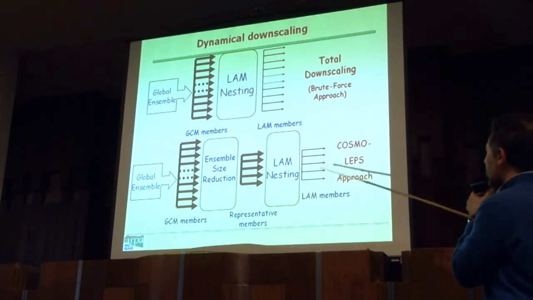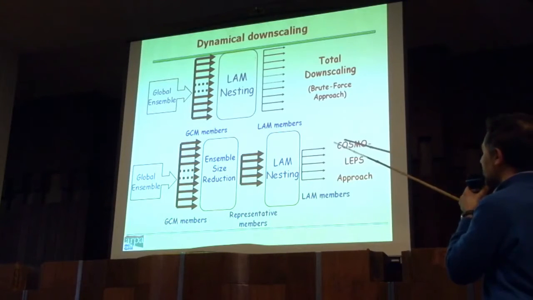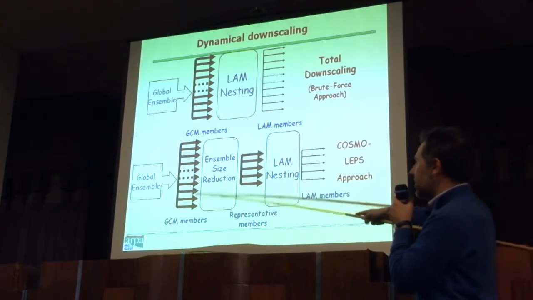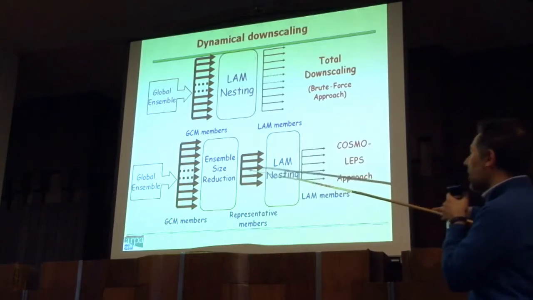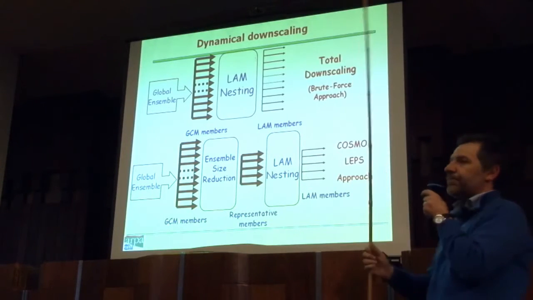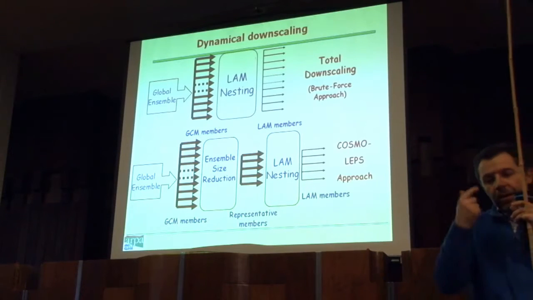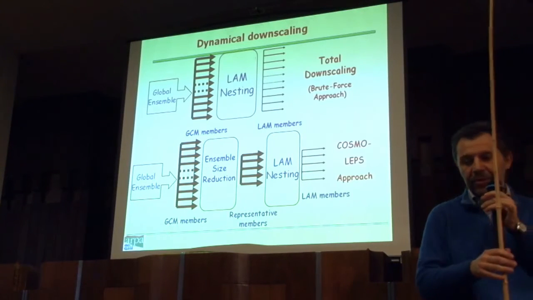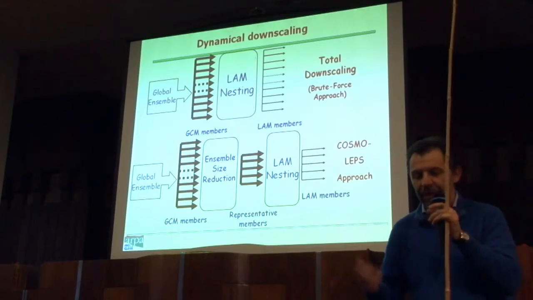This is the approach we had, in which, starting from many global ensemble members, which are the many arrows here, you are left with only representative members, which are the members which are the key information of the global ensemble system. At least this is what we hope.